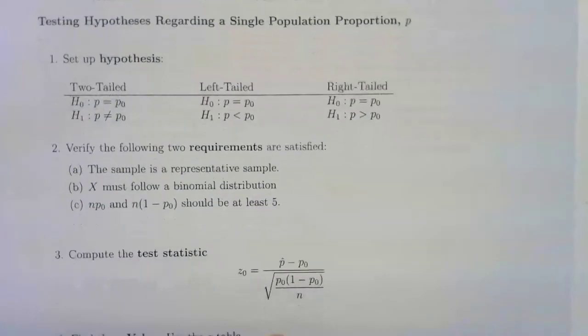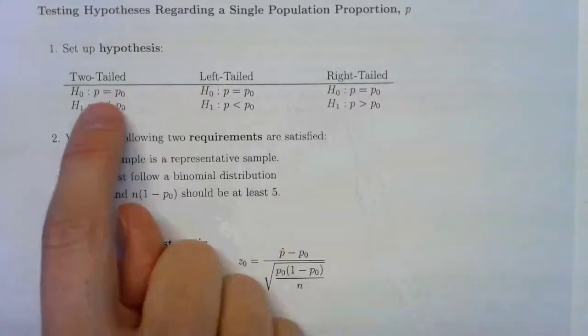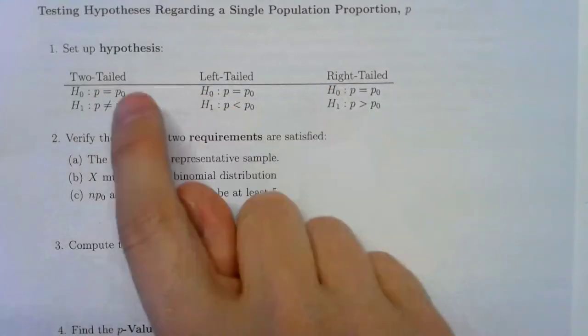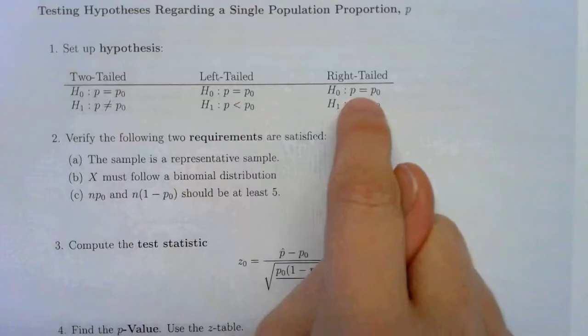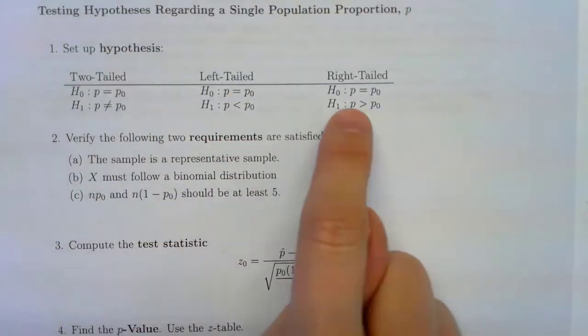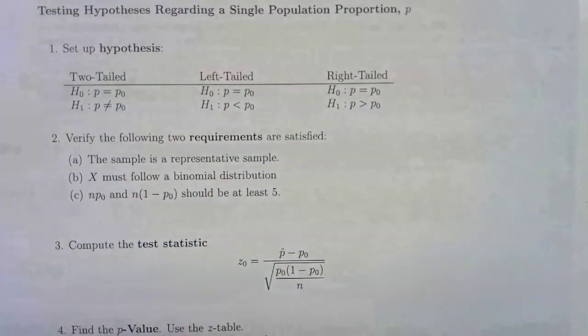Step one is set up your hypotheses statements. So if it's two-tailed, left-tailed, right-tailed, we always start with P, our parameter. The null is always equal. The alternative shows the sign for what we're trying to determine. And then we have our null value, so what we know to be true before our study begins.